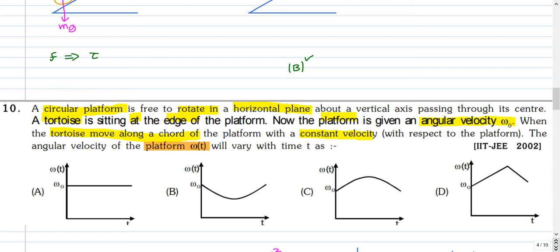A circular platform is free to rotate in a horizontal plane about its vertical axis, passing through its center. A tortoise is sitting at the edge of the platform. Now the platform is given an angular velocity omega naught. When the tortoise is moving along the chord of the platform, with constant velocity with respect to the platform. The angular velocity of the platform omega t will vary with time as. 4 options are given. You can pause and attempt this question.